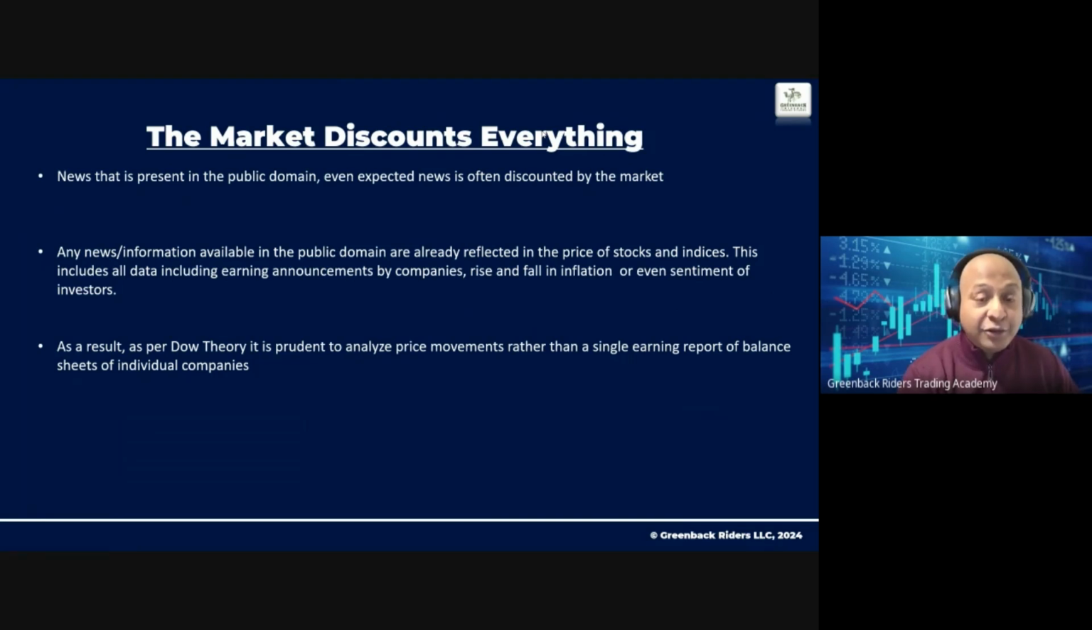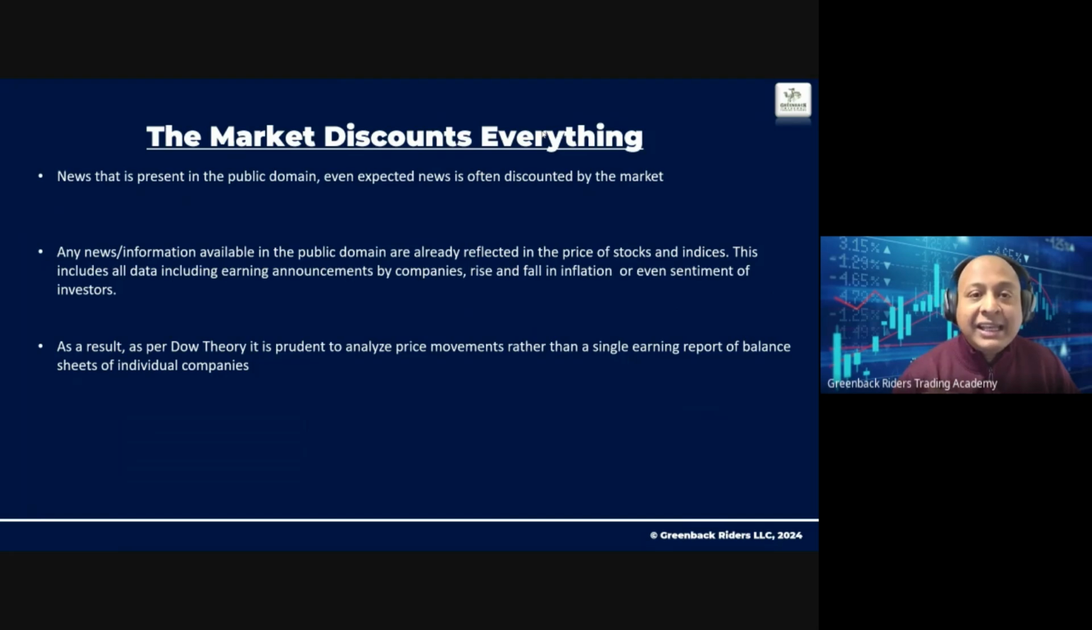What does this mean? And now you will find a very close relationship to what we keep talking about every day: do not listen to the news. I'll show you a very interesting example of what happened during COVID. What Dow theory is saying is, whatever information is available in the public domain is discounted by the market immediately. There may be a follow-through action to that, but the actual effect of that particular information is gone as soon as it hits the market.